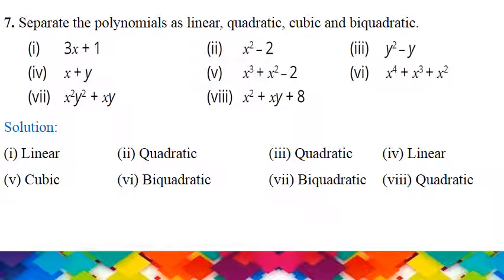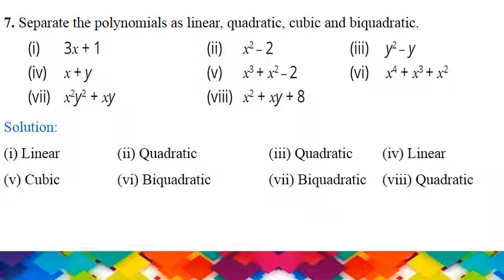In question number 7, we have to separate the linear, quadratic, cubic and biquadratic polynomials. If the degree of a polynomial is 1, it is called a linear polynomial. If the degree is 2, it is called a quadratic polynomial. If the degree is 3, it is called a cubic polynomial. And if the degree is 4, it is called a biquadratic polynomial.